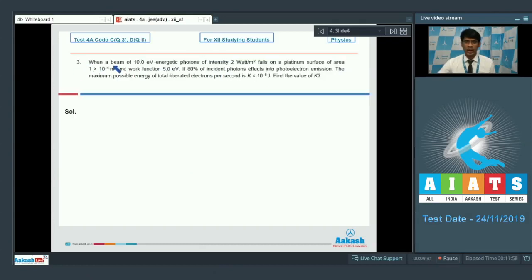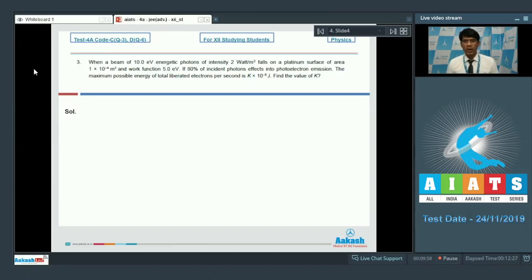In question number 3, a beam of 10 electron volt energetic photons of intensity 2 watt per meter square falls on a platinum surface of area 1 into 10 to the power minus 4 meter square and work function 5 electron volt. If 80% of the incident photons affect into photoelectrons emission, the maximum possible energy of total liberated electrons per second is K into 10 to the power minus 5 joule. Find the value of K.